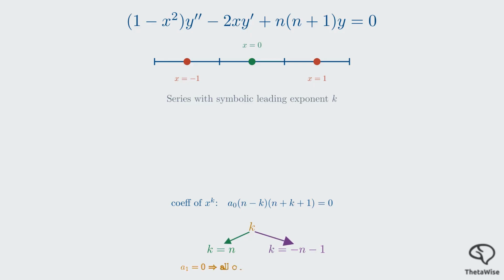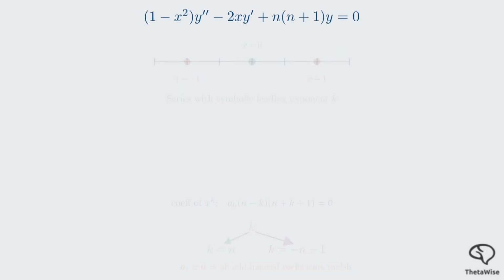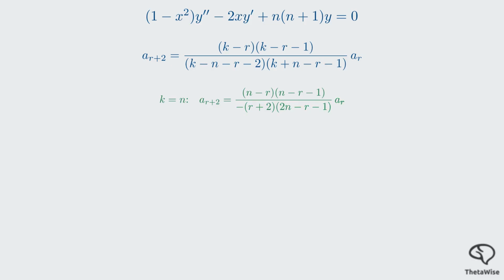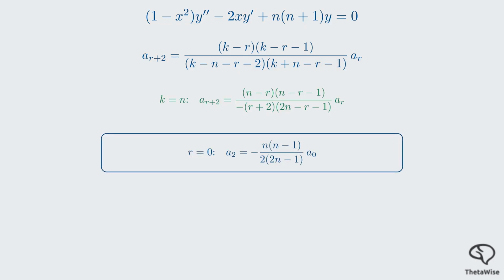The next lower power gives a sub 1 equal to 0, and therefore all odd-indexed coefficients vanish. Comparing the coefficient of x to the k minus r minus 2 produces the recurrence a sub r plus 2 equals minus k plus n minus r times k plus n minus r minus 1 divided by k minus r times k minus r minus 1 times a sub r. For k equals n, this becomes a sub r plus 2 equals negative n minus r times n minus r minus 1 divided by r plus 2 times 2n minus r minus 1 times a sub r. At r equals 0, a sub 2 equals negative n times n minus 1 divided by 2 times 2n minus 1 times a sub 0.